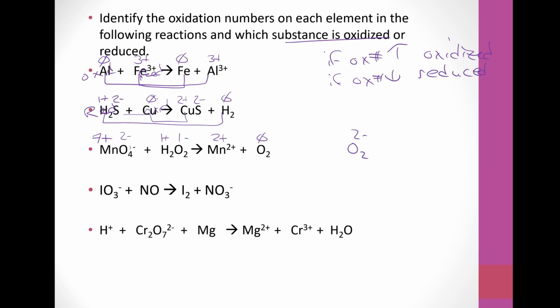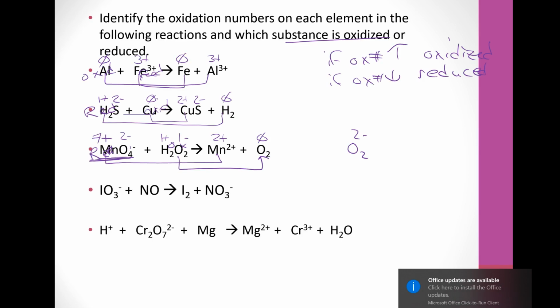Oh, goodness, go back. So the Mn went from +7 to +2. It's been reduced. And then both of the oxygens actually changed oxidation numbers. This oxygen at -2 went to 0, and this one at -1 went to 0. But since this oxygen is part of the compound that got reduced, really people refer to the peroxide. And so that's the one that's being oxidized.